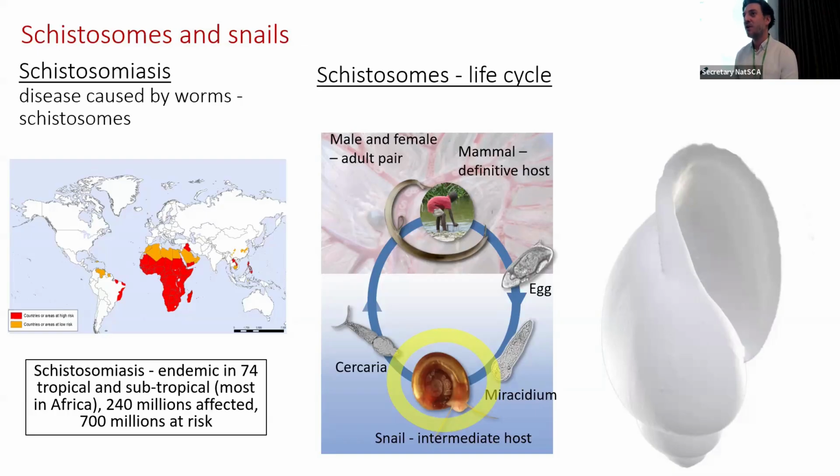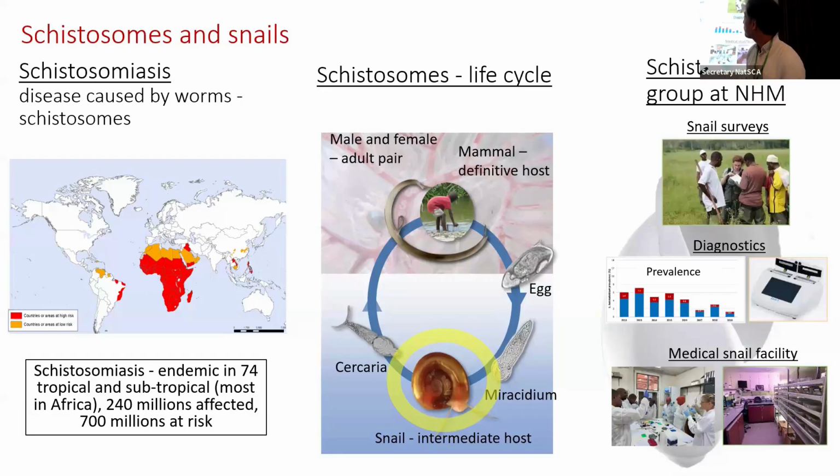They seek a definitive host, and they penetrate the skin of the host. So it's enough for a person to enter water bodies, and the parasites basically get through the skin. They're very small, you can't feel it. So often people get infected and they don't know about that for many, many years. That's why the disease is hidden. It's very difficult to eradicate. So that's where the snails come in.